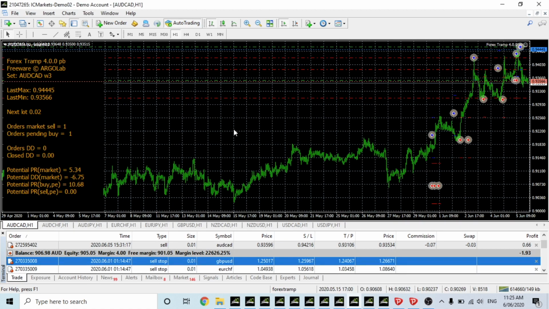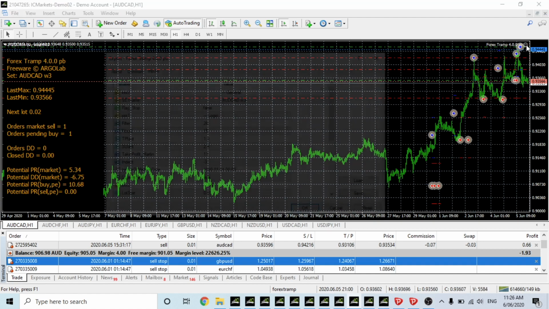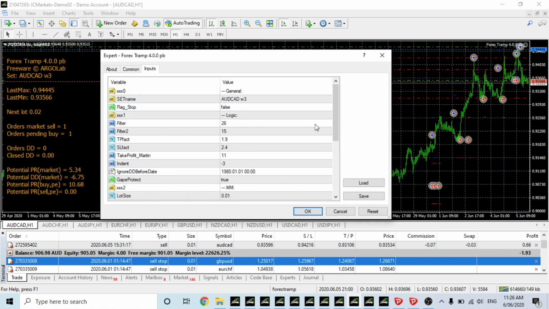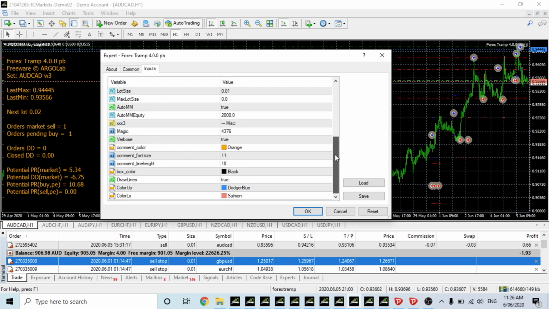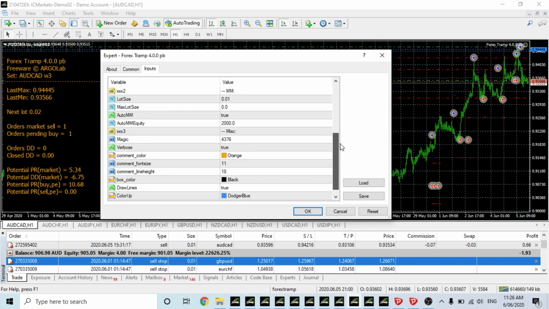Next one was the Forex Tramp. Now the set files that I'm using are the ones that were in a folder called user set files, so they weren't actually the other set files. So maybe these ones are not optimized for this time frame. We'll have a look. There's not really much here about time frames, so yeah, not sure. We'll see.